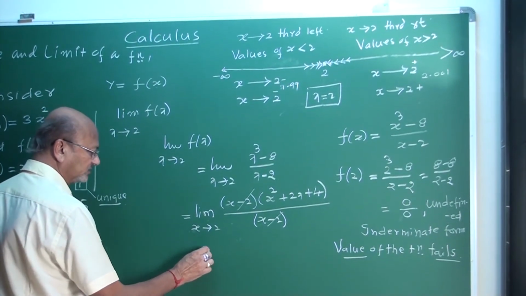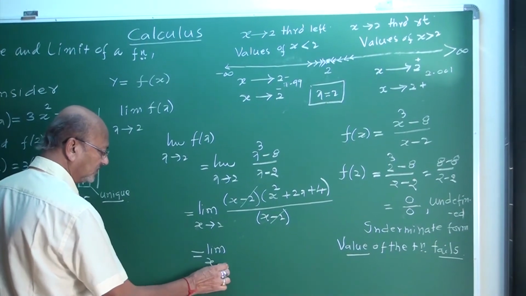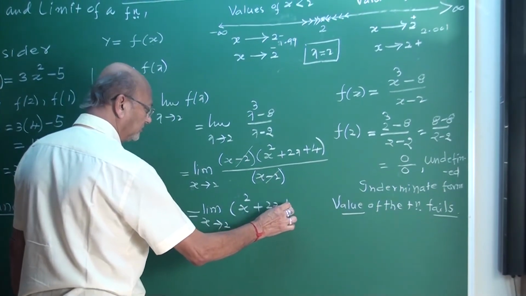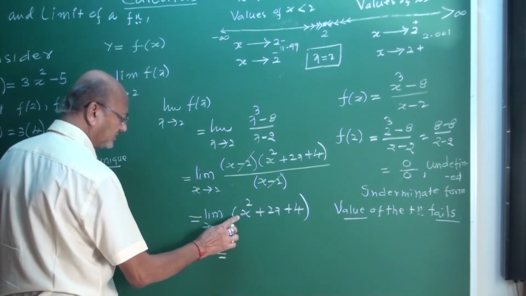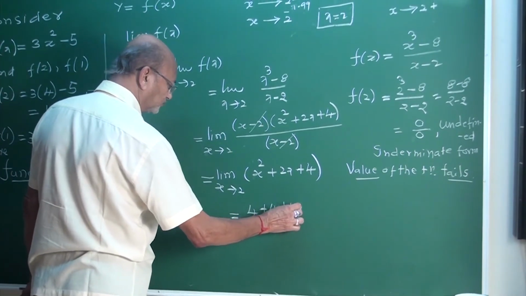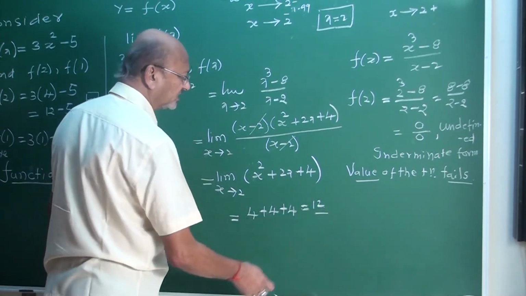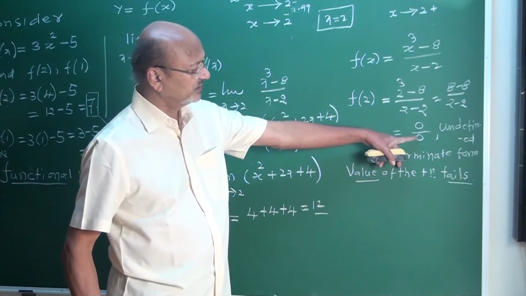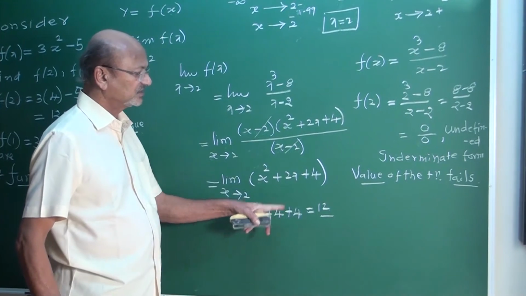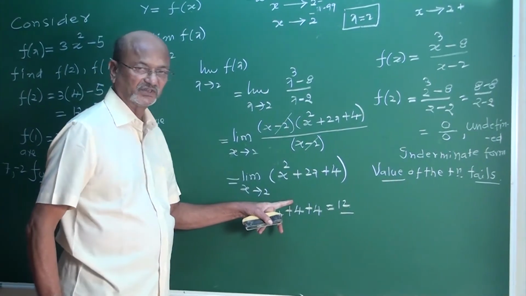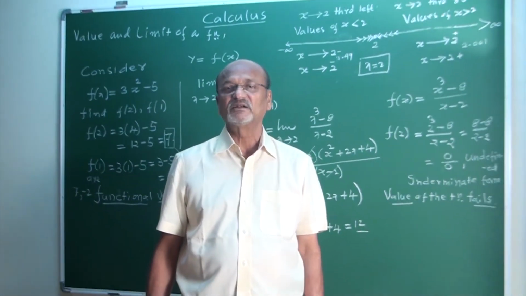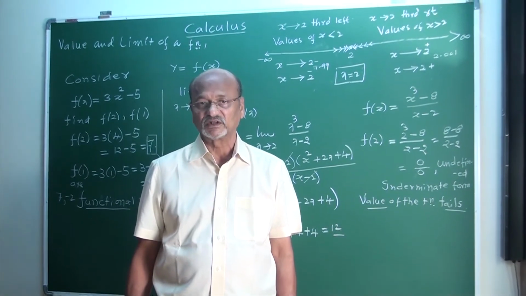You are left with the limit as x tends to 2 of x square plus 2x plus 4. What is this? 2 square plus 2 into 2 plus 4, which is 12. From this, what is clear? Even though the value of the function fails, the limit of the function exists. Therefore, when the value fails, at least the limit of that respective function exists.